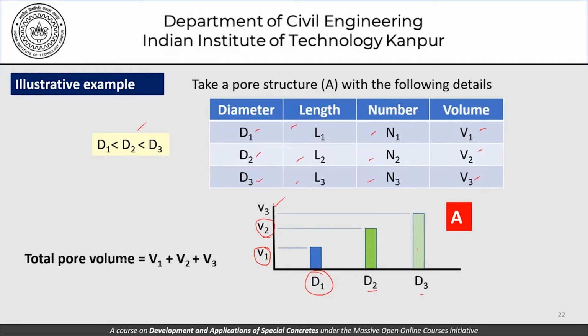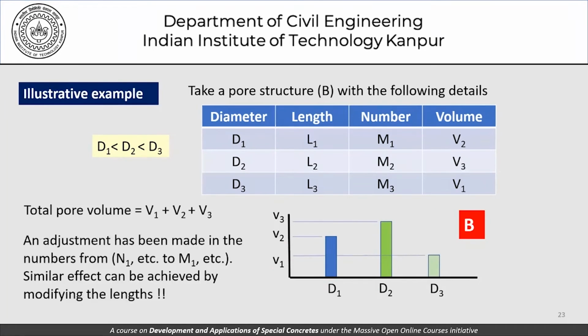The total pore volume in this situation is V1 plus V2 plus V3. So there's no denying that. If we have a pore structure the way we just saw it, in terms of the diameter and the total lengths, we can calculate the volumes for different diameters and draw this kind of a diagram.